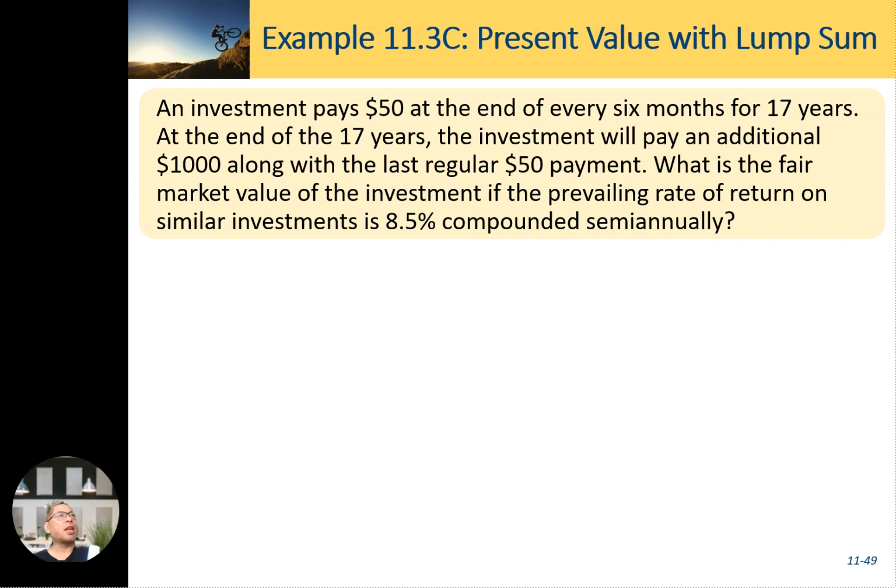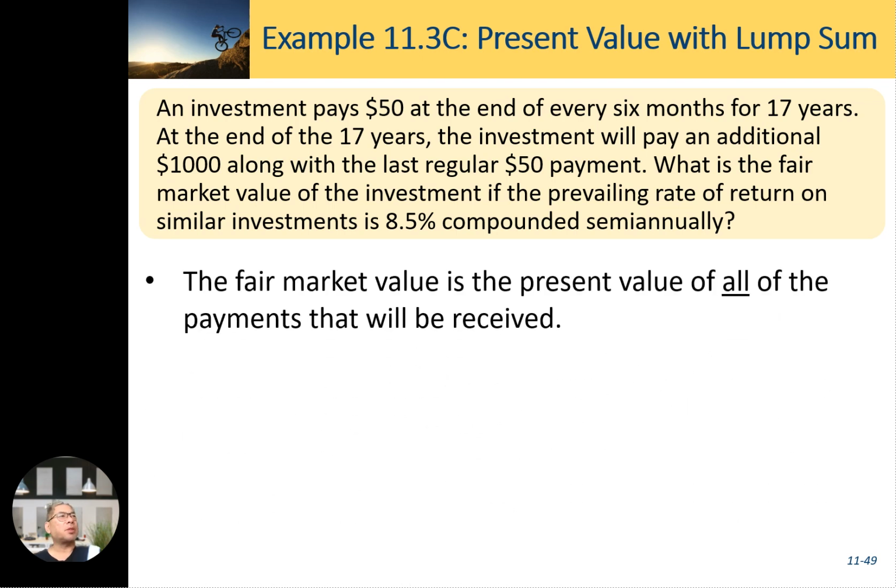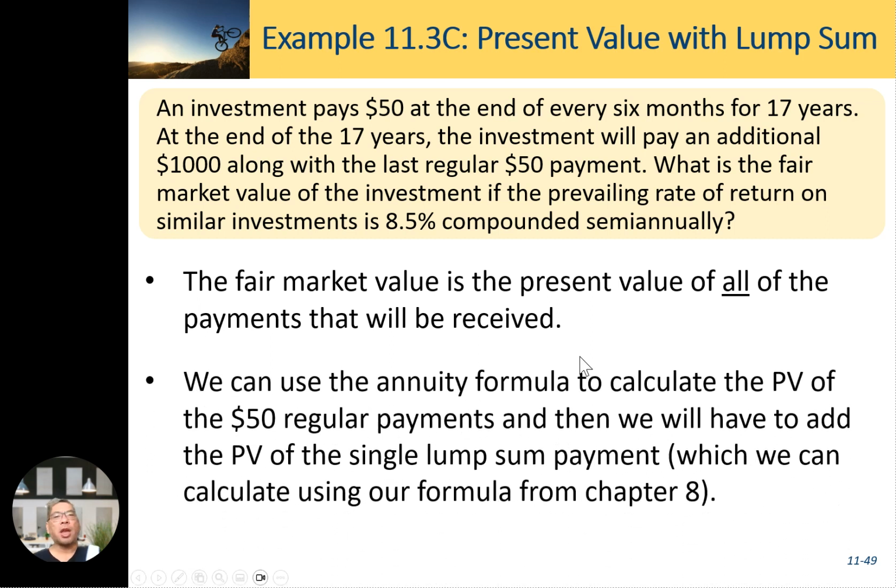Look at the investment that pays $50 at the end of every 6 months for 17 years. At the end of 17 years, the investment will pay an additional 1,000 along with the last regular payment of 50. What is the fair market value of the investment if the prevailing rate of return is similar to 8.5% compounded semi-annually? So the fair market value is the present value of all of the payments that will be received. We can use the annuity formula to calculate the present value of every 50 regular payment, and then we'll have to add the present value of a single lump sum, which we used in chapter 8.